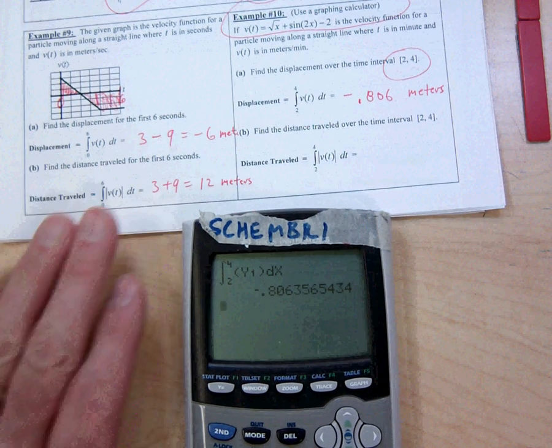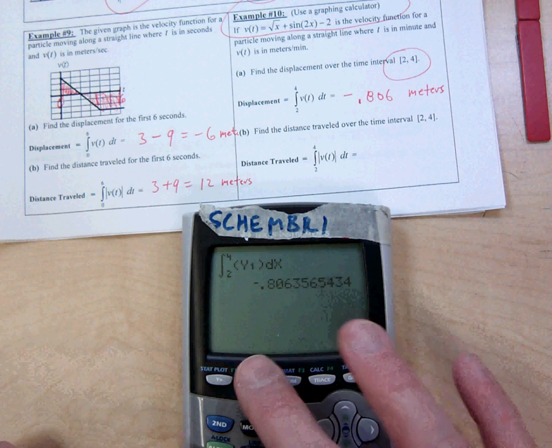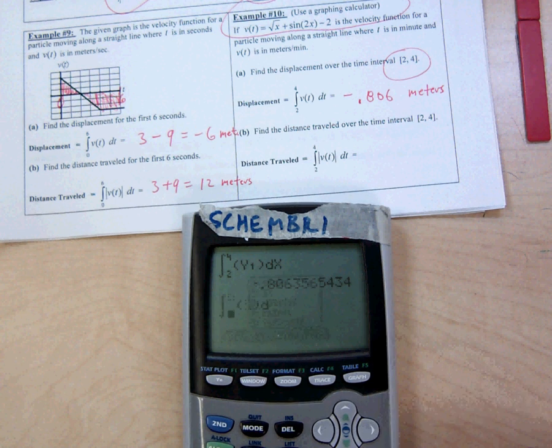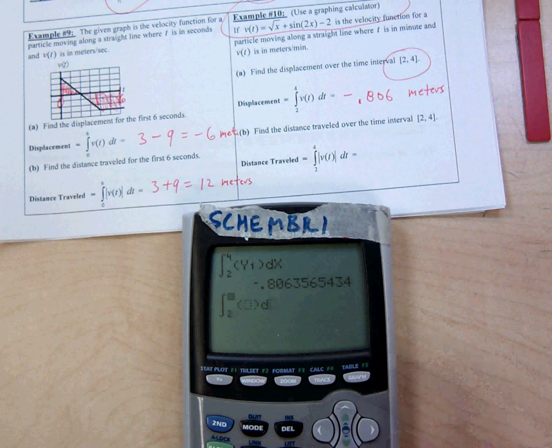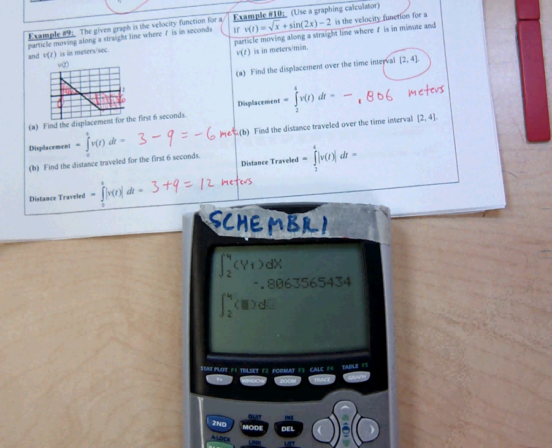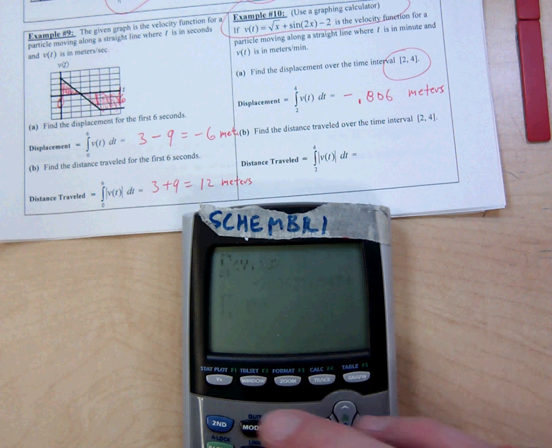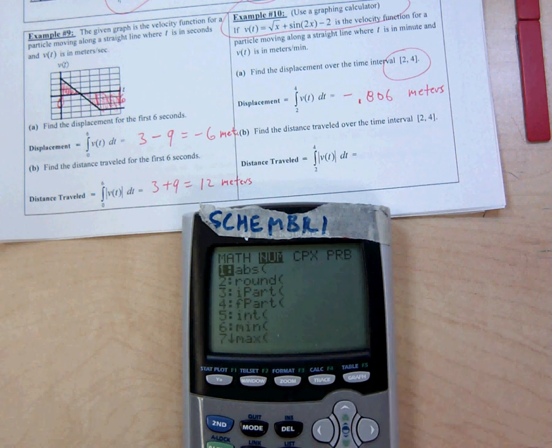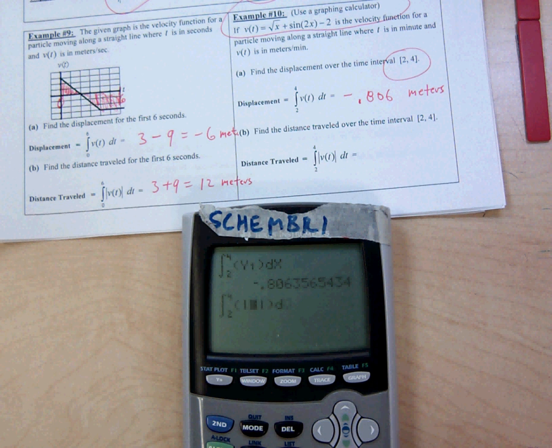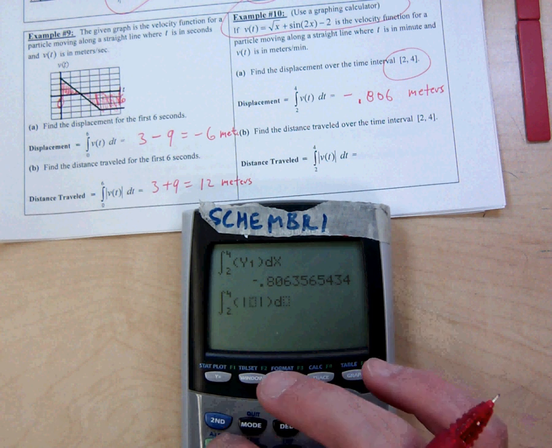And then for distance traveled, we need to put absolute value. Where's absolute value? Math over to NUM, and then choose number 1. Is that where absolute value is? And then you can put in Y1, right?